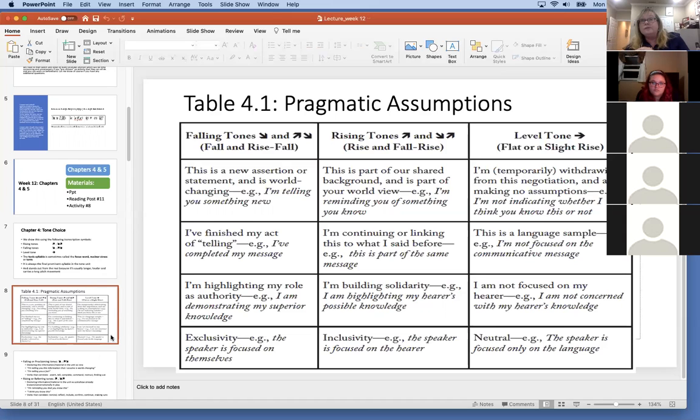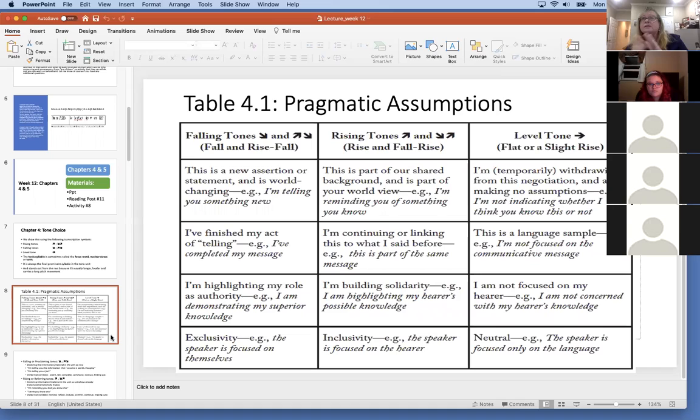It can also be used to highlight authority, right? Because you're giving new information, you're the one that's in charge of the new information. So I'm demonstrating my superior knowledge. And it can also be that the speaker is focused on themselves rather than somebody else.